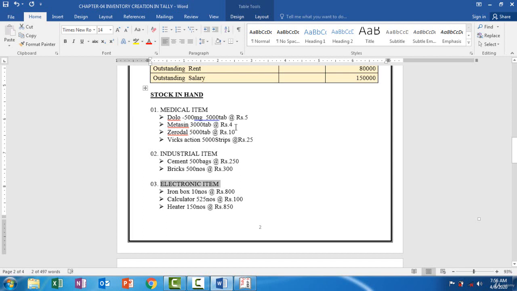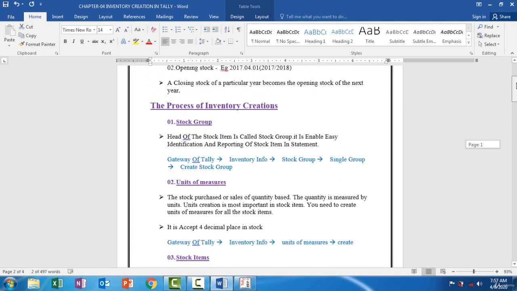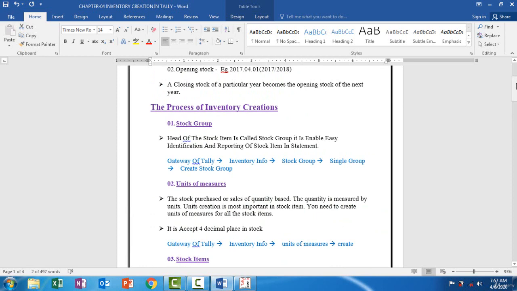Then we have to enter the stock items: 500 mg, metazine, and also Zerodol, Vicks Action, and the cement, bricks, ironworks, calculator, heater. So we have to create them one by one, right? Now you can understand the ideas of how to create the stock, how to do inventory creation.